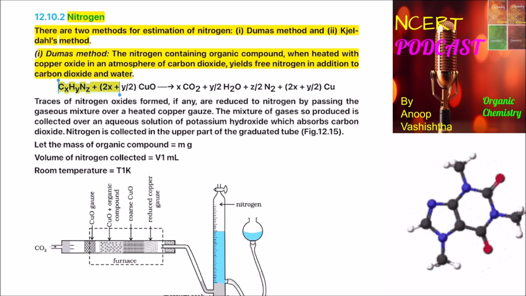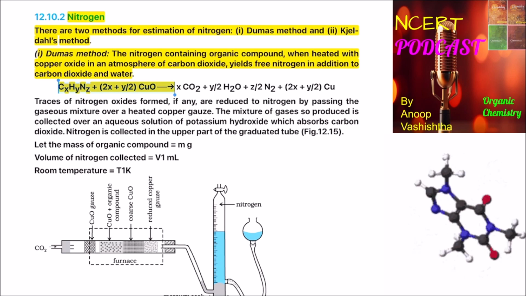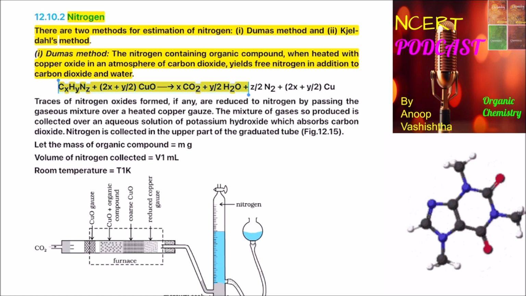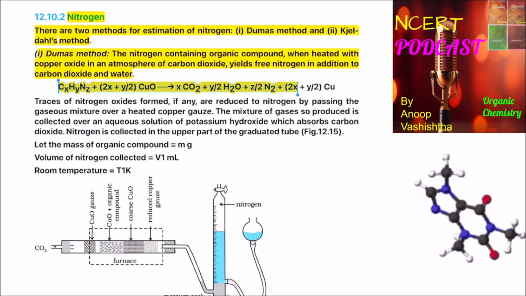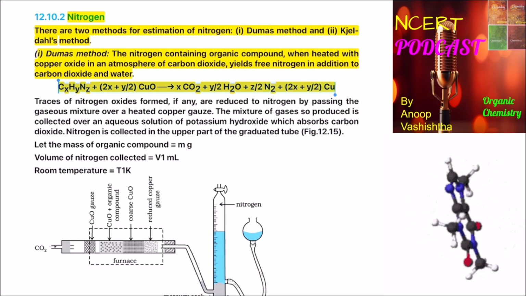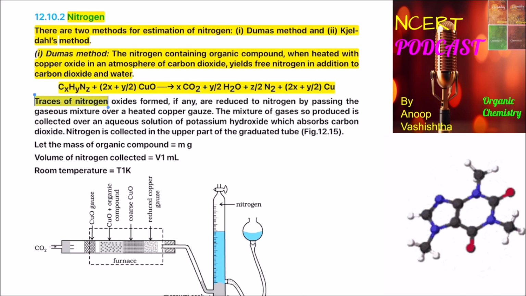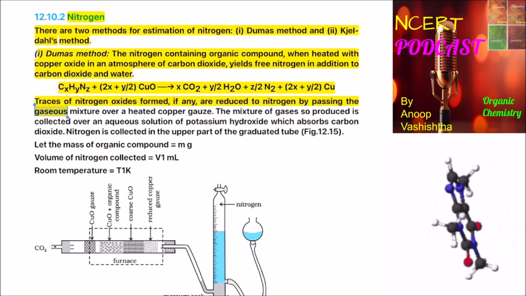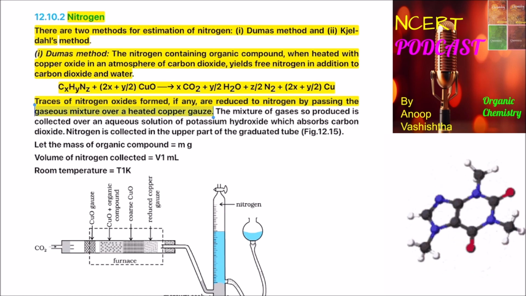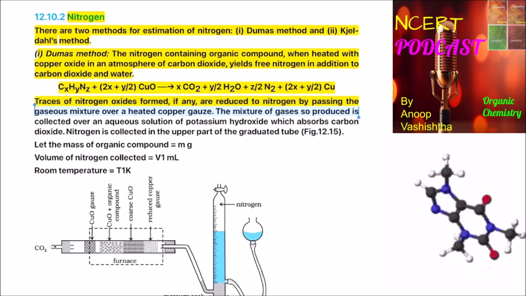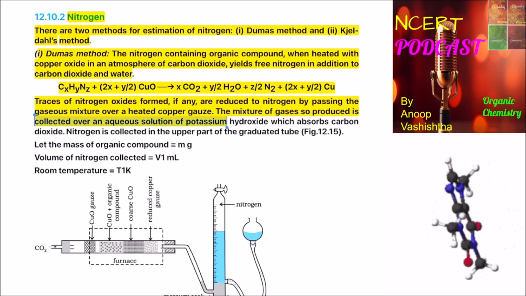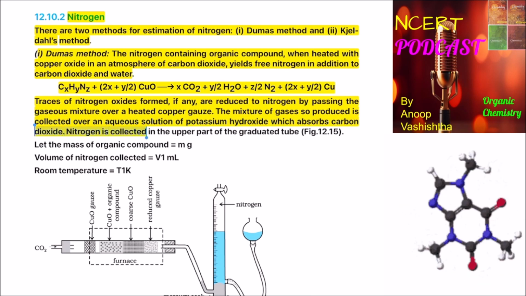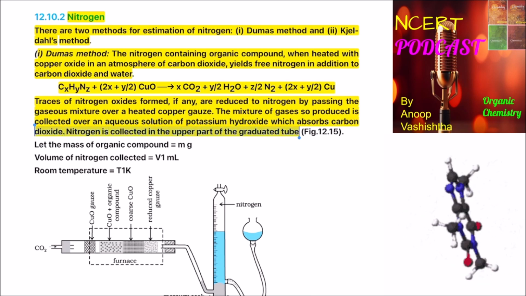CxHyNz plus (2x plus y/2) CuO gives xCO2 plus y/2 H2O plus z/2 N2 plus (2x plus y/2) Cu. Traces of nitrogen oxides formed, if any, are reduced to nitrogen by passing the gaseous mixture over a heated copper gauze. The mixture of gases so produced is collected over an aqueous solution of potassium hydroxide, which absorbs carbon dioxide. Nitrogen is collected in the upper part of the graduated tube.